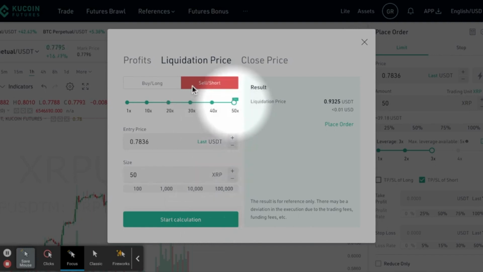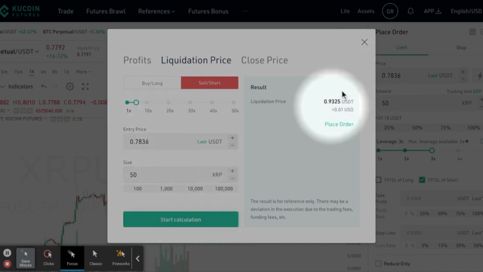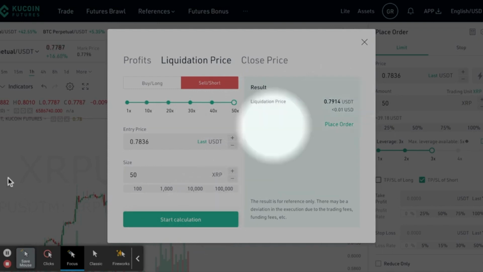Looks like you can do times 50 on KuCoin, which again, the greater the leverage, the greater the profits. But the greater the leverage, the quicker you can end up getting liquidated. All right. So I said we were at times 5, and if we went short, we would get liquidated at 0.9325. But if I went 50 times, we're looking at 0.7914, and that's on an entry price of 0.78. That could be just a real quick wick. All right. So make sure you're keeping these things in mind.